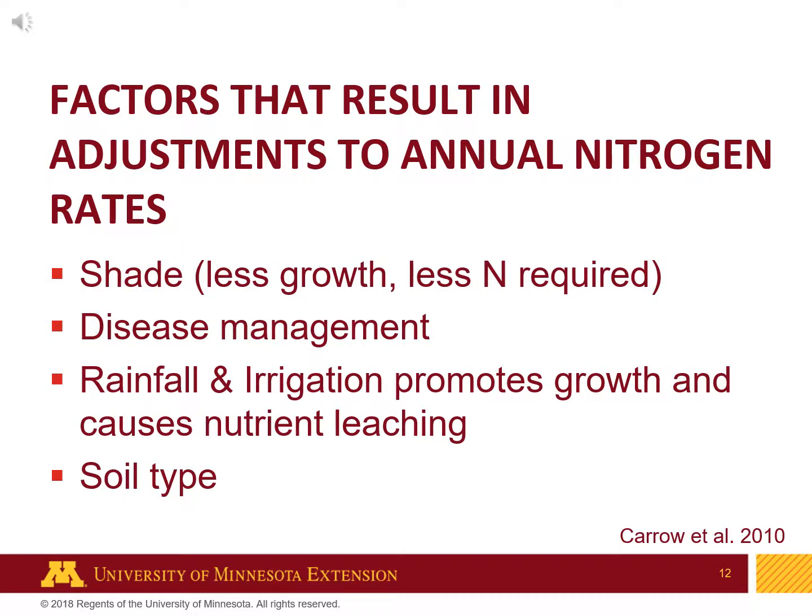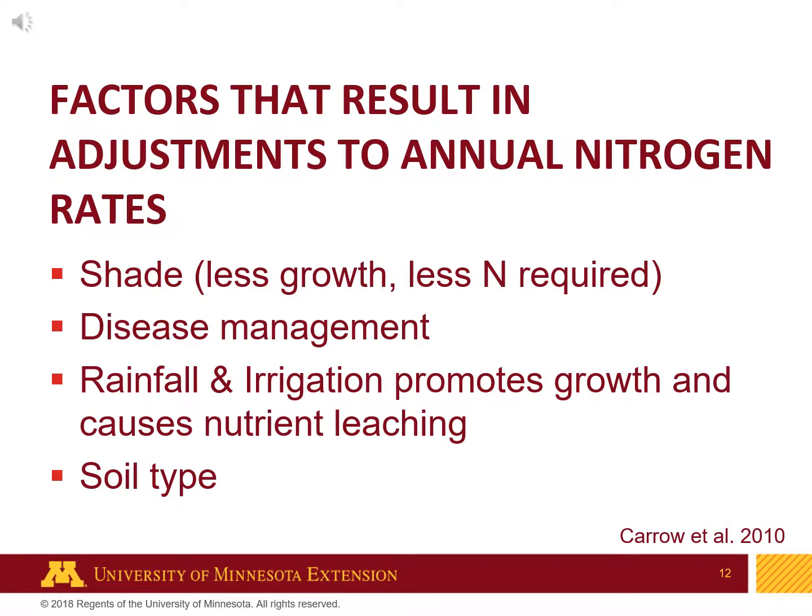Some factors may not be directly in control of the turf manager, but will still affect the annual nitrogen requirement. Shade can reduce the growth rate of grasses and their nitrogen requirement by as much as 50%. Some diseases that affect turf grasses can be remedied by raising or lowering the amount of nitrogen applied. Moisture from rainfall or irrigation may encourage turf growth or, in some cases, cause a loss of nutrients from the soil by leaching. Finally, soil type can play a significant role in the amount of nitrogen required.